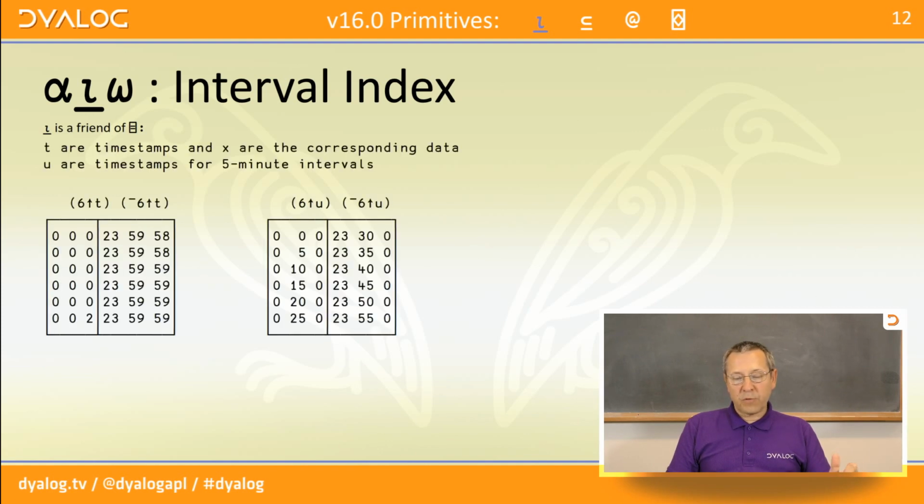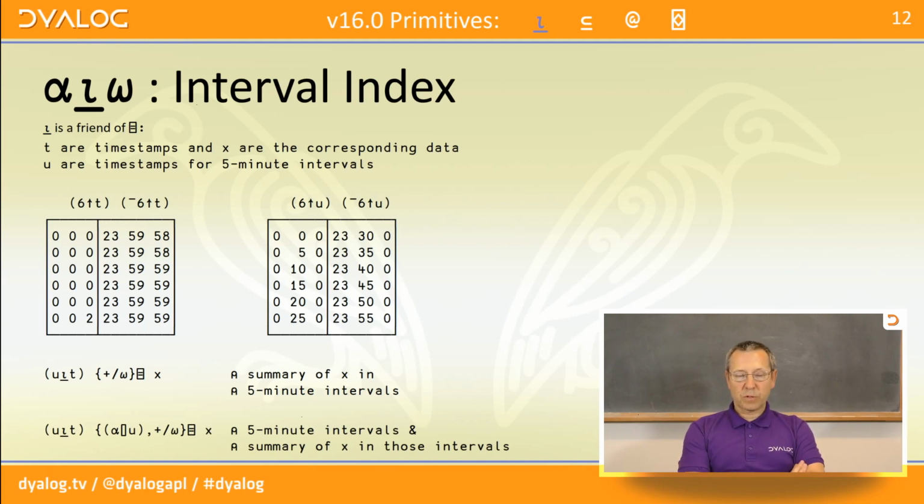An interesting point to note is that interval index is a very useful function to combine with key. For example, if we have a 3-column matrix T of timestamps, on the left here we can see the first 6 and the last 6 rows of T, and some corresponding data X, which we can't see here, but that's a matrix with the same number of rows as T, or a vector with the same length as T. And then we create in U timestamps corresponding to the beginning of 5-minute intervals. We can see also the first 6 and the last 6 of those.